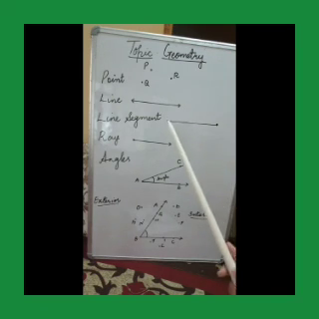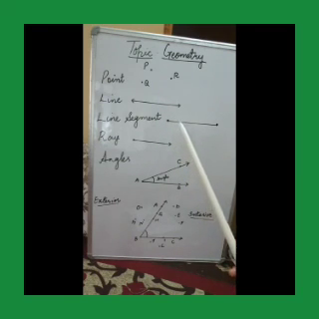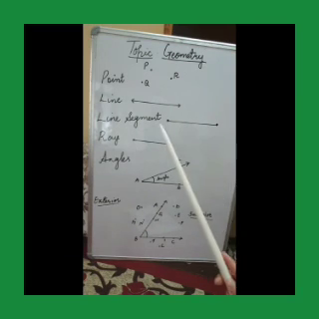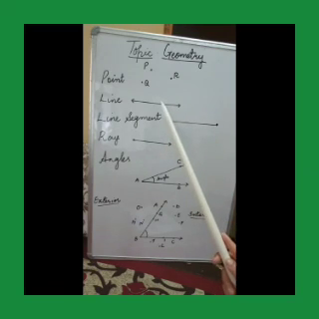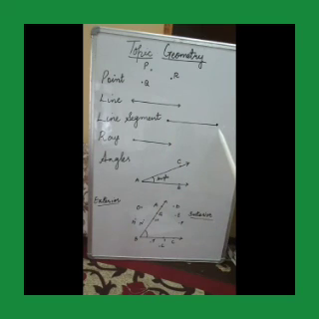Then comes line segment. A part of a line is called a line segment. Always remember, we take a line segment from a line. It's a part of a line. It has two endpoints and has a definite length which cannot be increased or decreased. Physically, the edge of a table, the edge of a ruler, etc. represents a line segment.